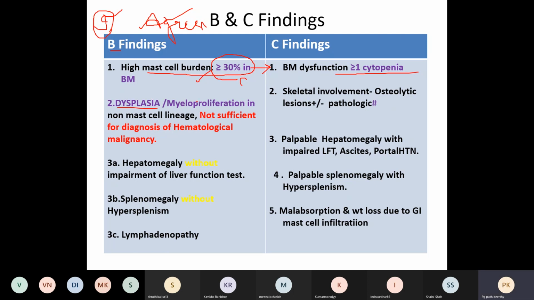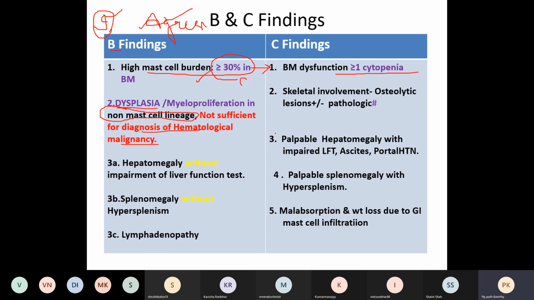dysplasia or myeloproliferation in the non-mast cell lineage. You are seeing it in some other lineage, but it is not sufficient to diagnose any other malignancy. Like we are seeing the dysplastic features, but it is not fulfilling the criteria of MDS or MPN or any other thing. So that's what he is telling. There is dysplasia or myeloproliferation in non-mast cell lineage, but it is not up to the level that you can classify as some other malignancy.